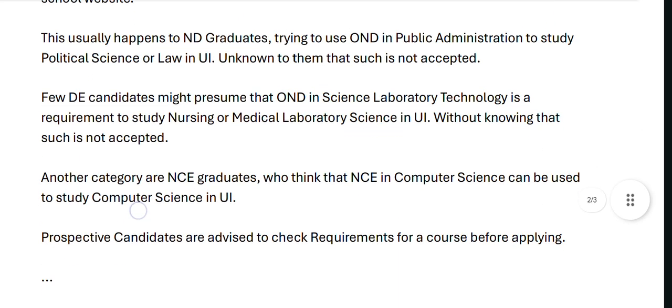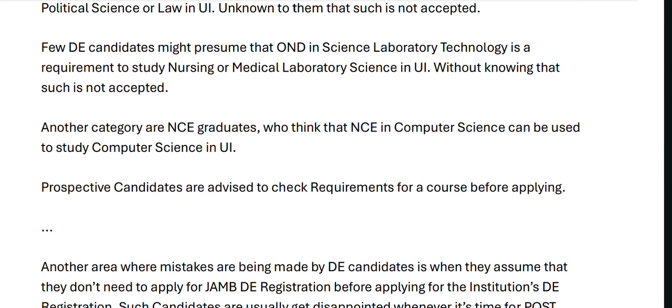Some candidates presume that they can use OND in SLT as a requirement to study either medical laboratory science, or let's say nursing and all that. When I was discussing the requirement for MLS, I noted that they accept HND or an equivalent professional certificate. So there's no provision for OND there. Just note that.